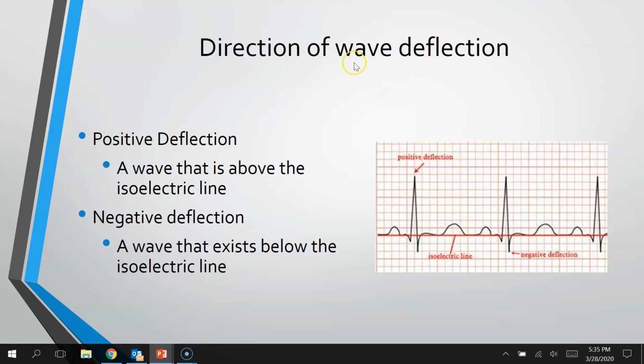So we've talked about positive deflections. Here's our P wave, right? And so then we see a huge positive deflection with the QRS. This is considered a negative deflection, right? And this line here is our isoelectric line. So it's kind of the neutral point. Anything above that's going to be positive. Anything below that is going to be negative.